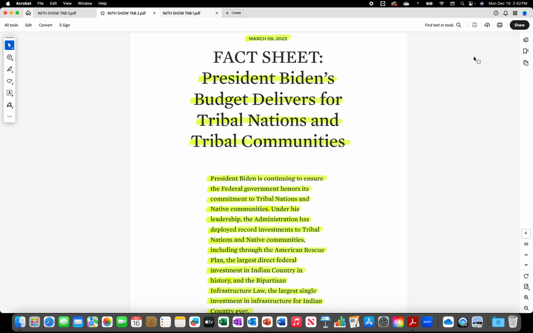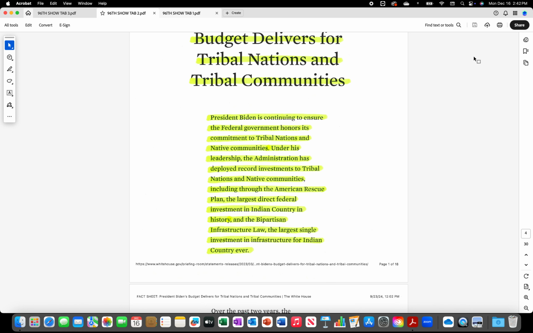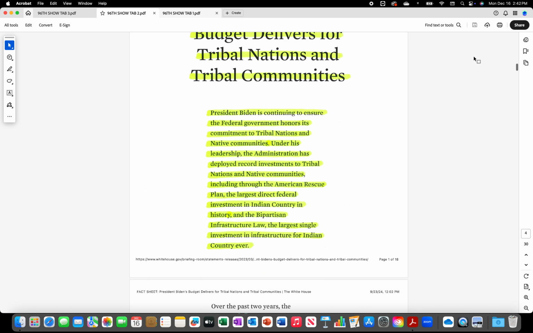President Biden is continuing to ensure the federal government honors its commitment to tribal nations and native communities under his leadership.